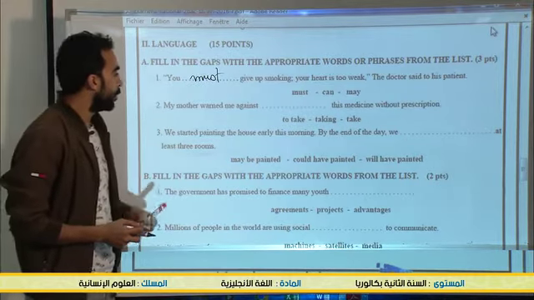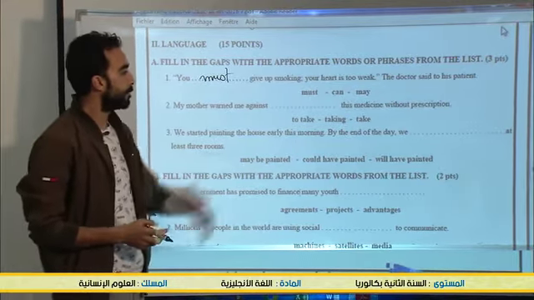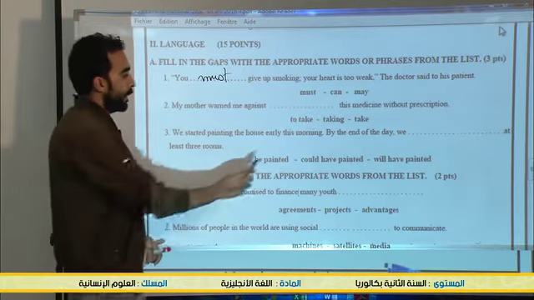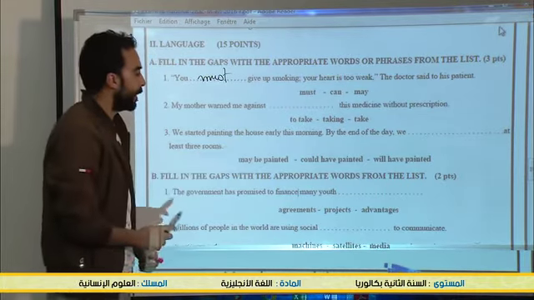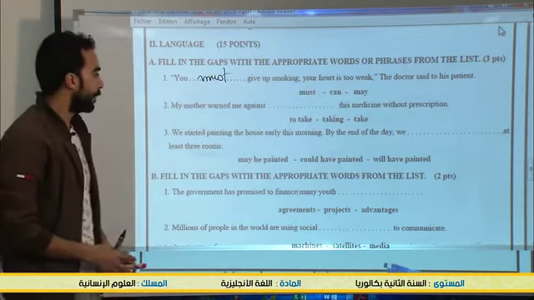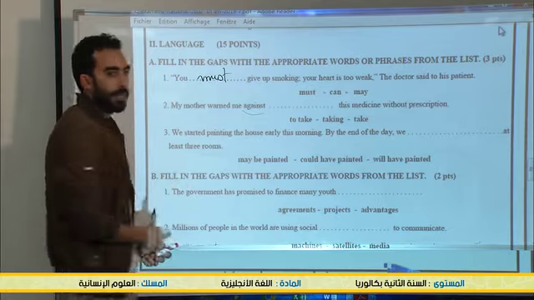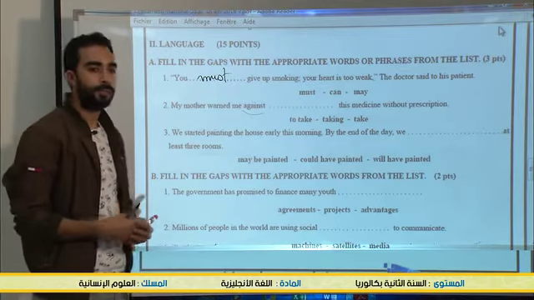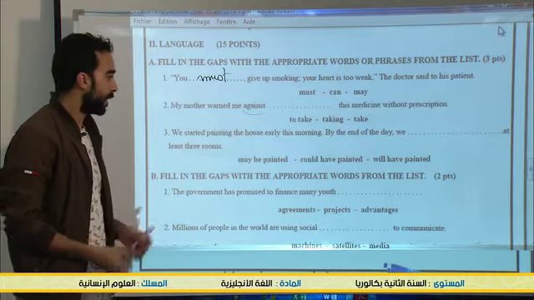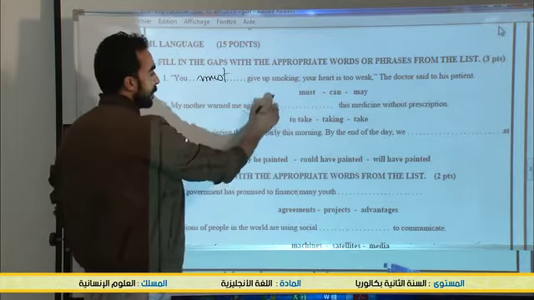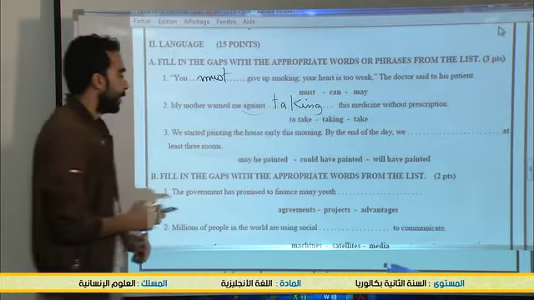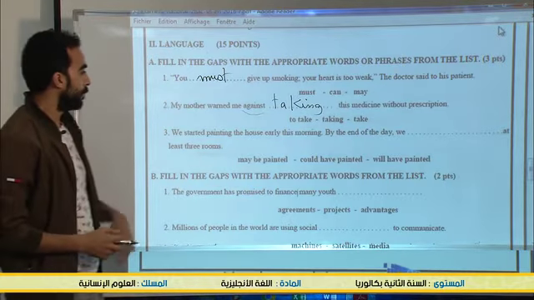My mother warned me against this medicine without prescription. So here we have infinitive and gerund. So we have infinitive with to, gerund, and infinitive without to. So what do we use after against, in your opinion? If you go back to your textbook, you will find that after against, we use gerund. So we write against taking this medicine. Fine? So let's move to the next.